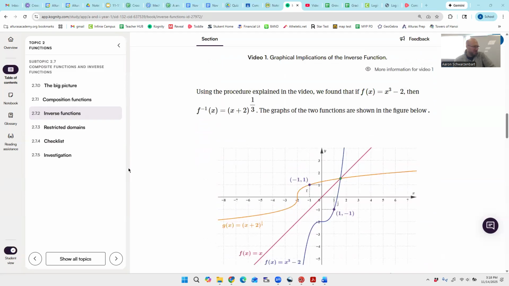Inverses also are reflections over this line, y equals x. That's this one. So what happens when we switch x and y. Okay. To check if a function's inverse will be a function, you use the horizontal line test. So we checked function with vertical line test. We check its inverse with horizontal line test because that'll be vertical lines on that inverse.